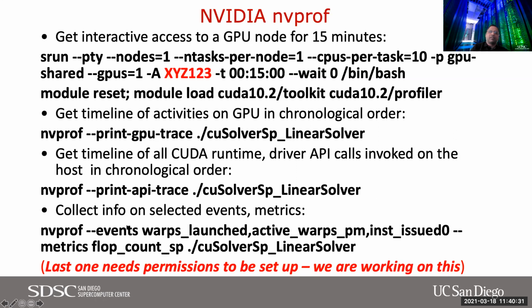So remember, we had the options to figure out what kind of events you can look at. And you can do NVProf with the --events and the --metrics options. They can be used together for asking for specific things. Now this last one again needs permissions to be set up, and again we are working on this. This will be the thing enabled with the feature.